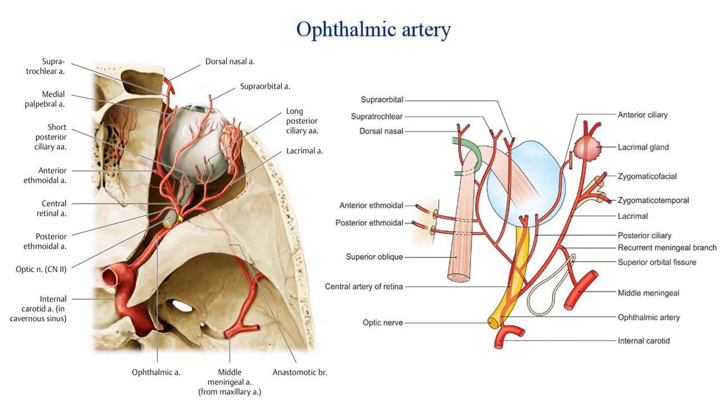In the orbit, the ophthalmic artery gives numerous branches, such as the central retinal artery that supplies the retina, the ciliary, the lacrimal, the supraorbital, the anterior and posterior ethmoidal, the supratrochlear, the dorsal nasal, and finally some muscular branches. So as you can see, branches of the ophthalmic artery will be supplying all the structures in the orbit as well as some structures in the nose, face, and meninges.